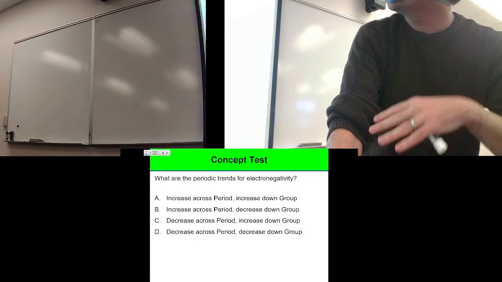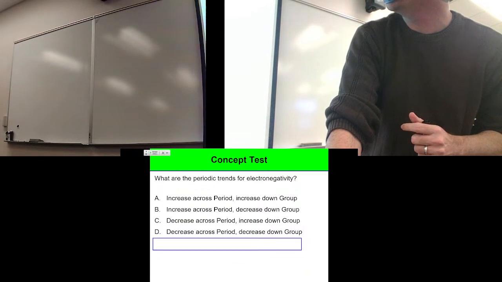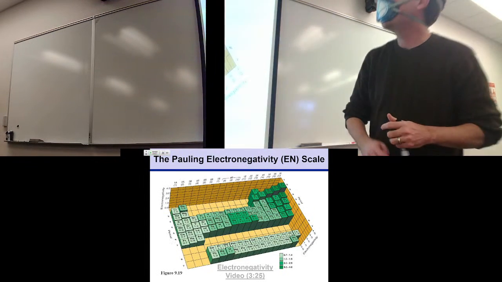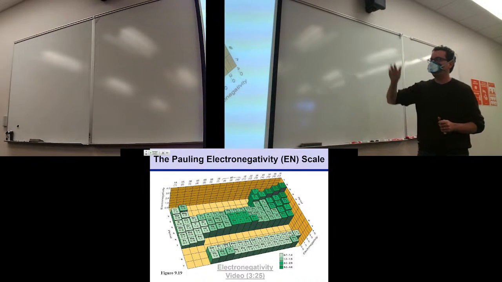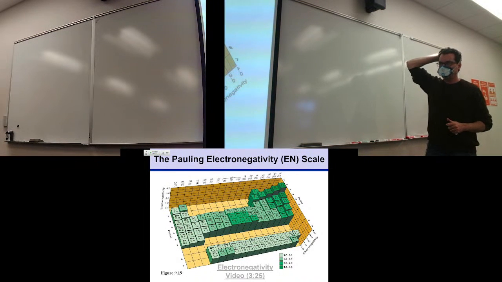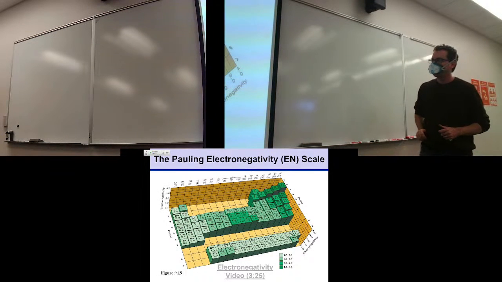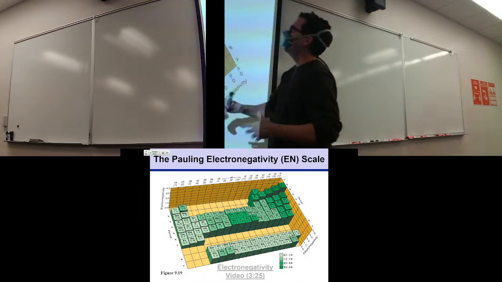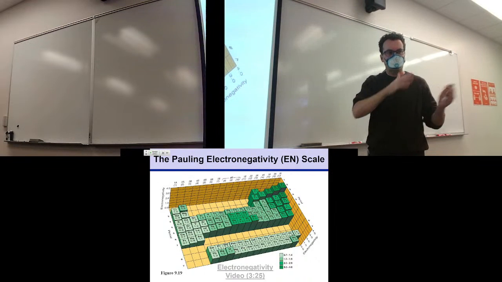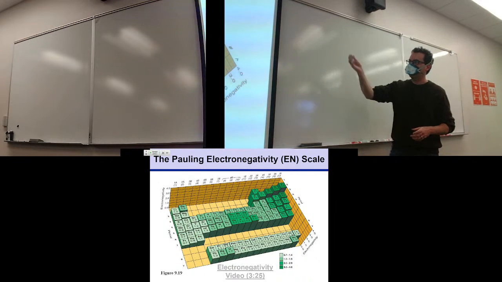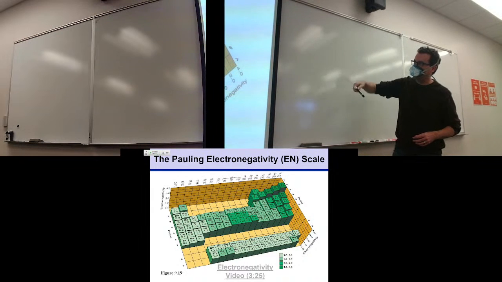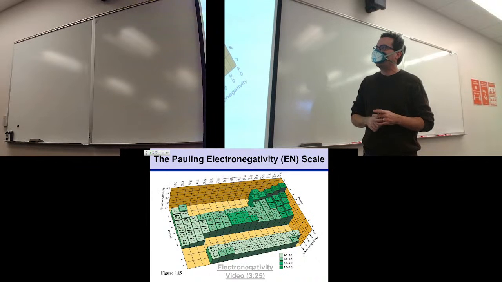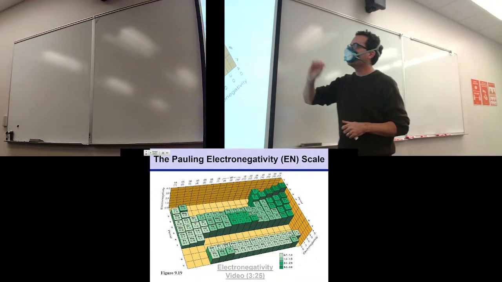So, trends, we've covered this. They increase across a period and decrease down a group. And there is another chart. So this is the Pauling scale of electronegativity. The previous one had 4.1 something for fluorine. This one's different, but it's the same trend though. It goes up as you go left to right. It goes down as you go top to bottom. What I would want you to remember is not the numbers, but the trend.